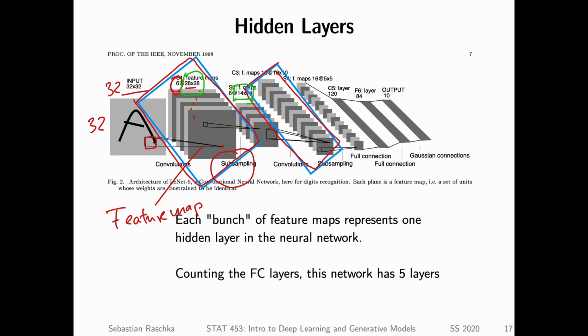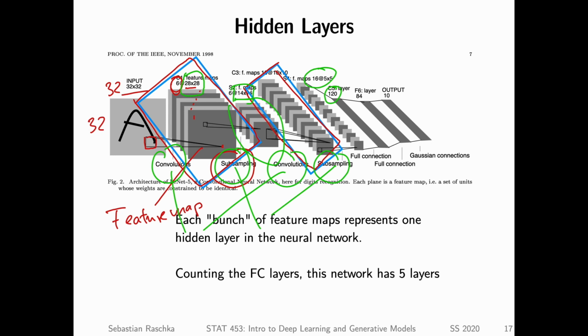After this convolution and subsampling, we have smaller feature maps, and then we apply the same concept again. We again have a convolution and another subsampling. So here we have 2 convolutions and 2 subsamplings, and then we have 16 feature maps. Each feature map is 5 by 5, and then we reshape that to a vector of 120 and apply fully connected layers to it.